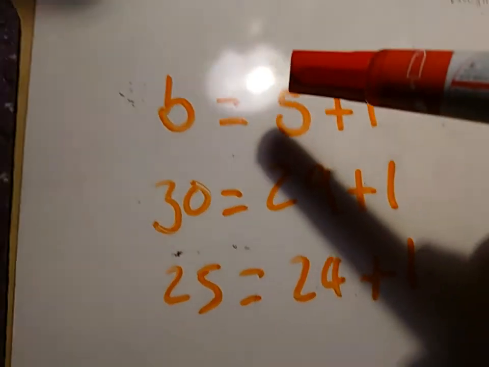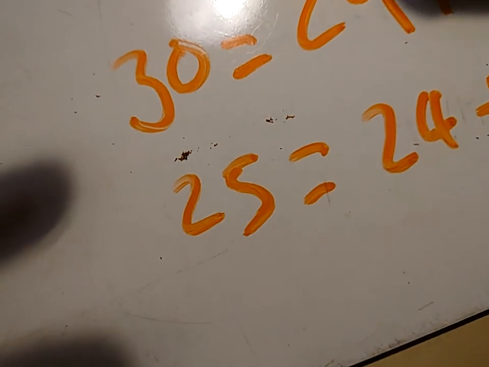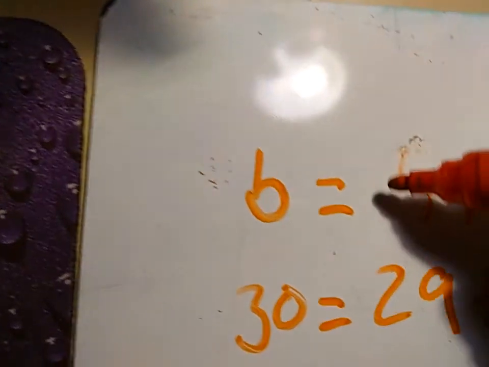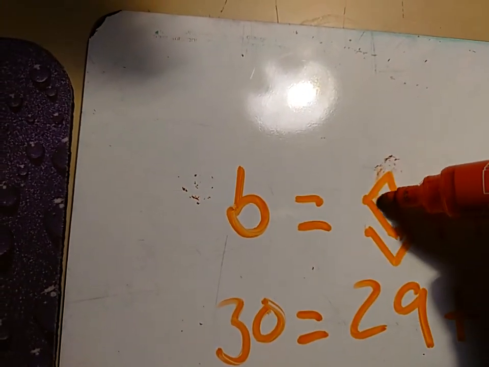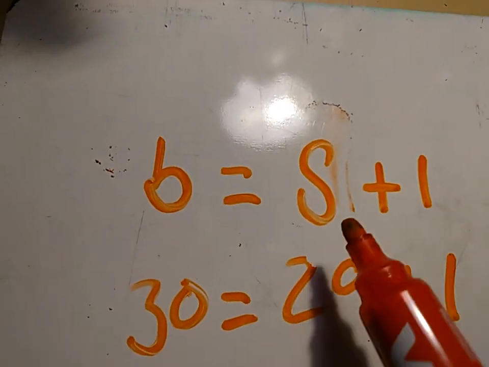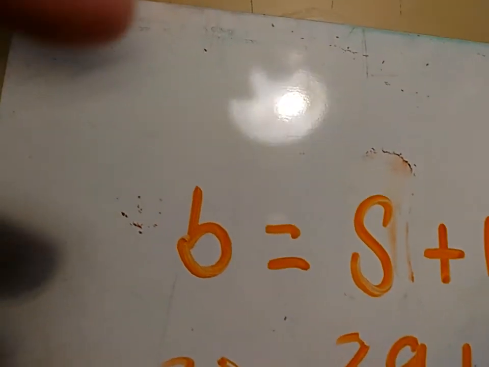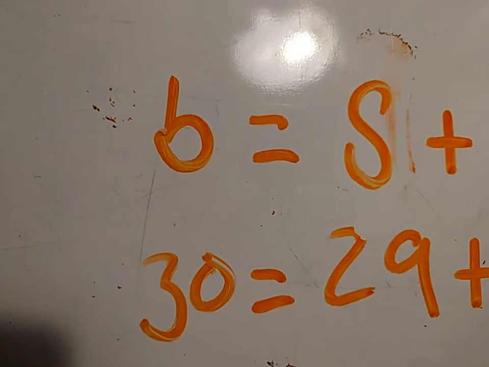And you can see that for each of these, S, that looks like a 5. That was a bad choice of letter really, wasn't it? There we go, S. So the amount of books I need is the amount of children in the class plus one more for the teacher. So now I've created a formula for how many books I need for each class.